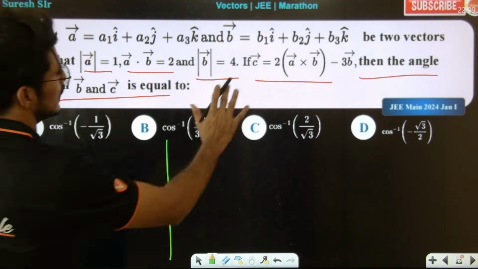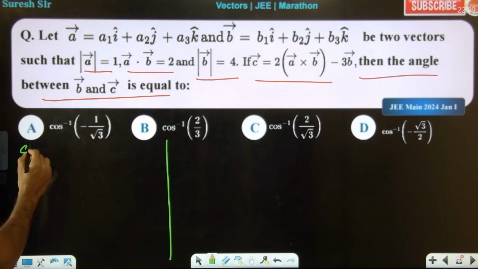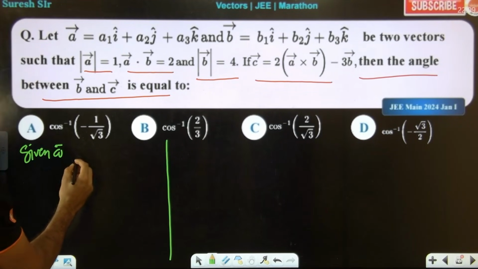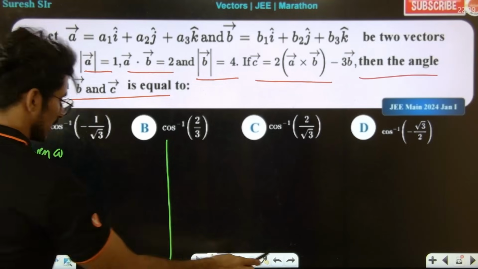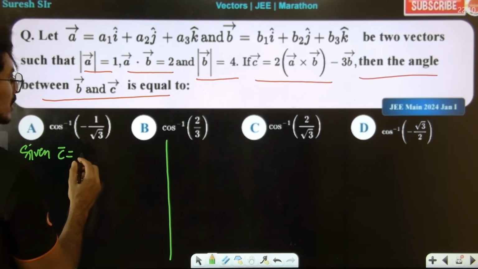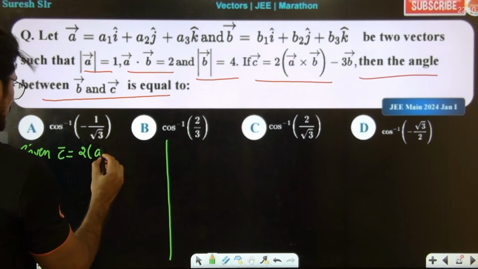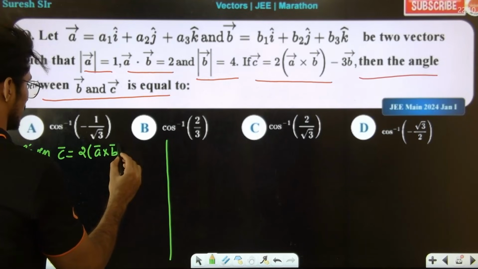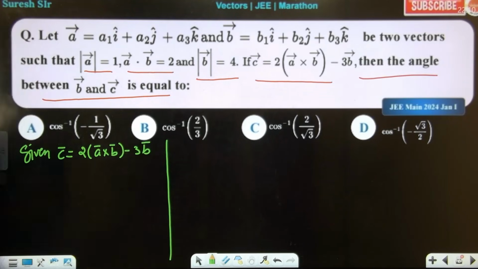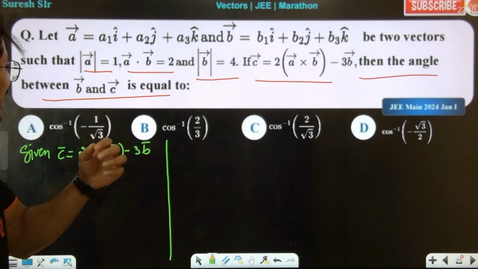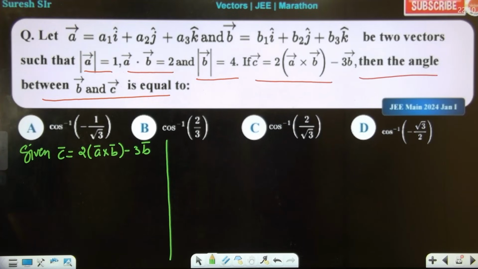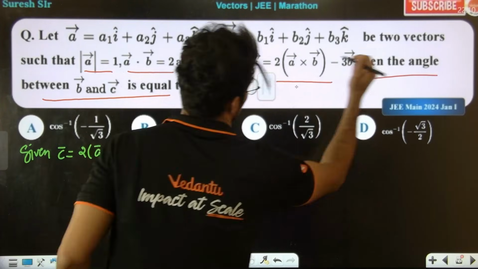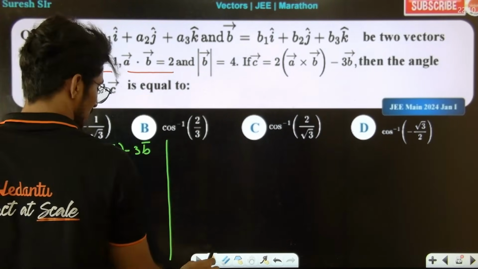Firstly, let us start from this. Given C vector, so C vector is 2 times A cross B minus 3 times B vector. You understand? Now I need to find the angle between B and C. Let me write the requirement here. What is the requirement? Angle between B and C.